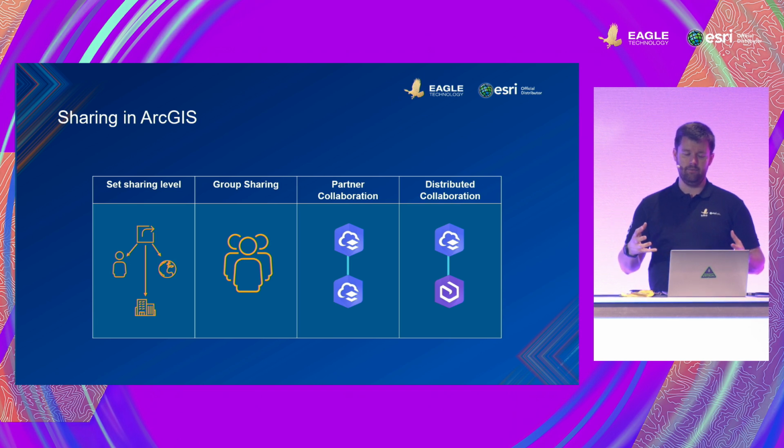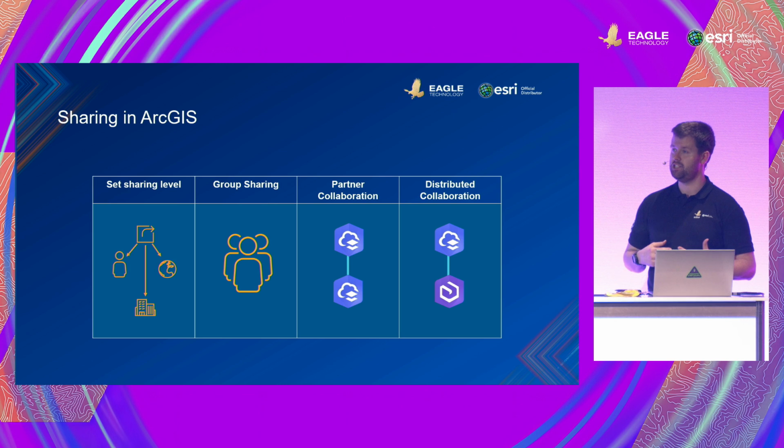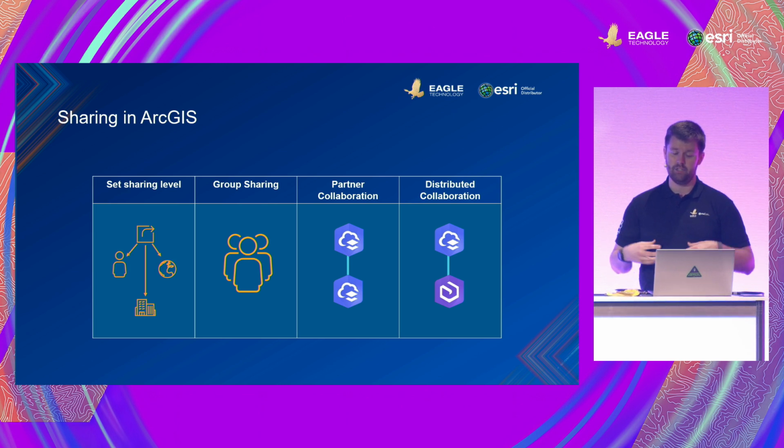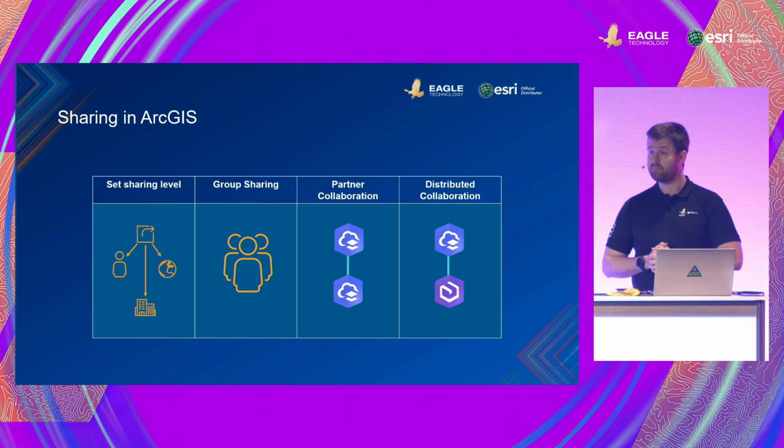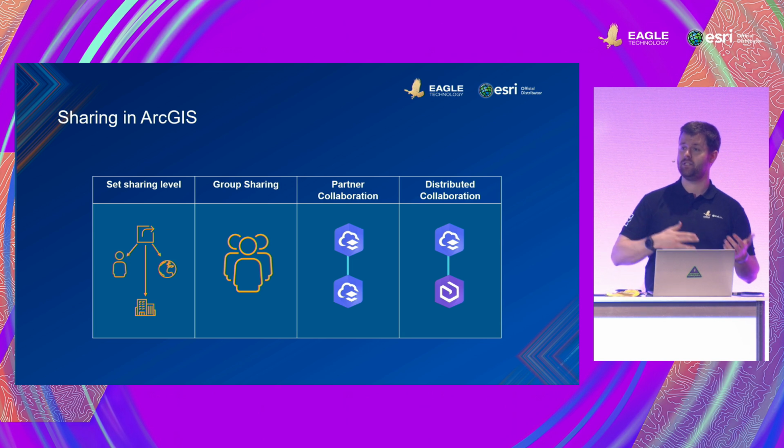So starting at the high level with the very basics, at the item level, whether it's a map, an application, a layer, you can set the sharing level to private, to your organisation only, or publicly. Who's sharing content currently across their organisation to separate business units as part of their BAU?